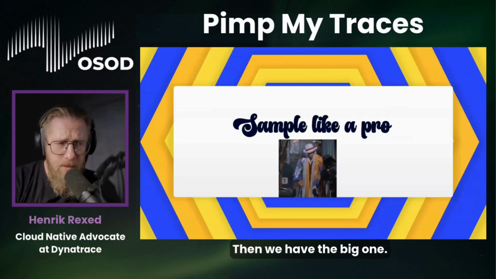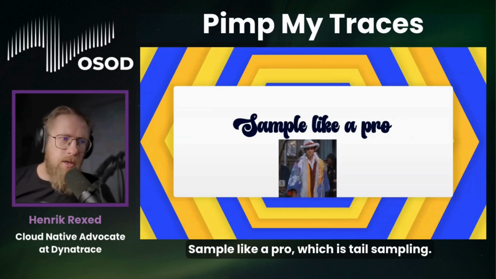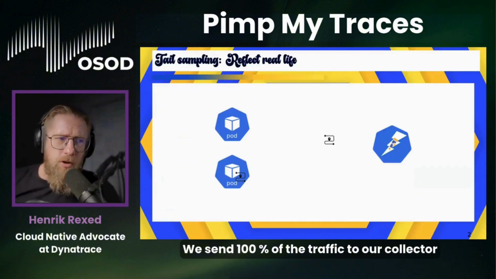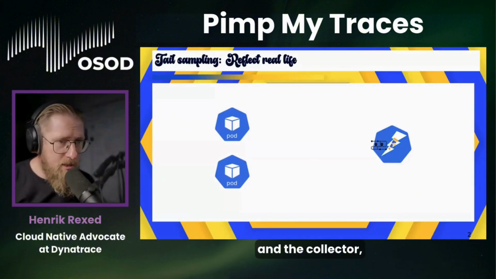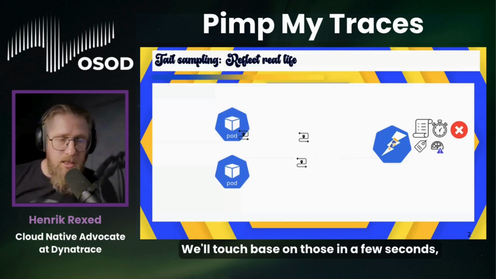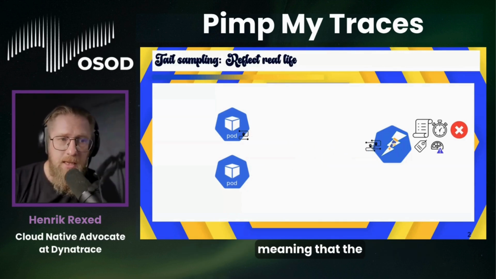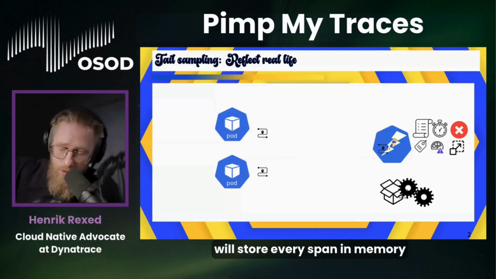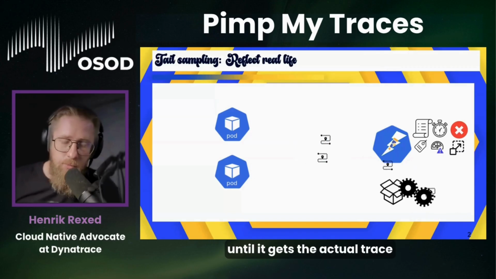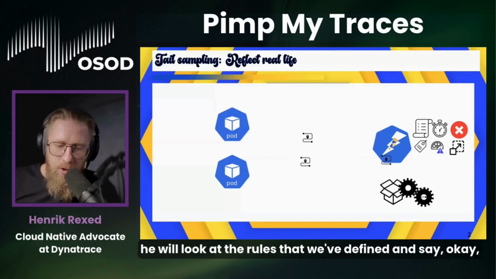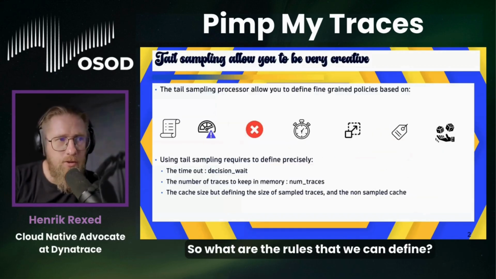Then we have the big one, sample like a pro, which is tail sampling. So tail sampling, how does it work? Well, simple. We send 100% of the traffic to our collector, and in the collector we create some rules based on different things. We'll touch base on those in a few seconds. Before the collector actually makes a decision, it will store every span in memory until it gets the actual end-to-end trace. And once it has the end-to-end trace, it will look at the rules that we've defined and say, okay, should I sample or not? So what are the rules that we can define?